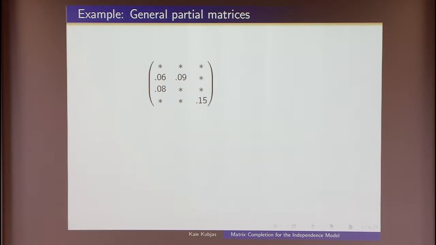And now I get to the general partial matrices. I won't explain all the details, but I will rather try to explain on an example what happens. How do we reduce to the diagonal matrices? First, if you have a row or column where none of the entries is observed, or all the entries that are observed are zeros, then we just remove those rows and columns. So we have removed the first row.